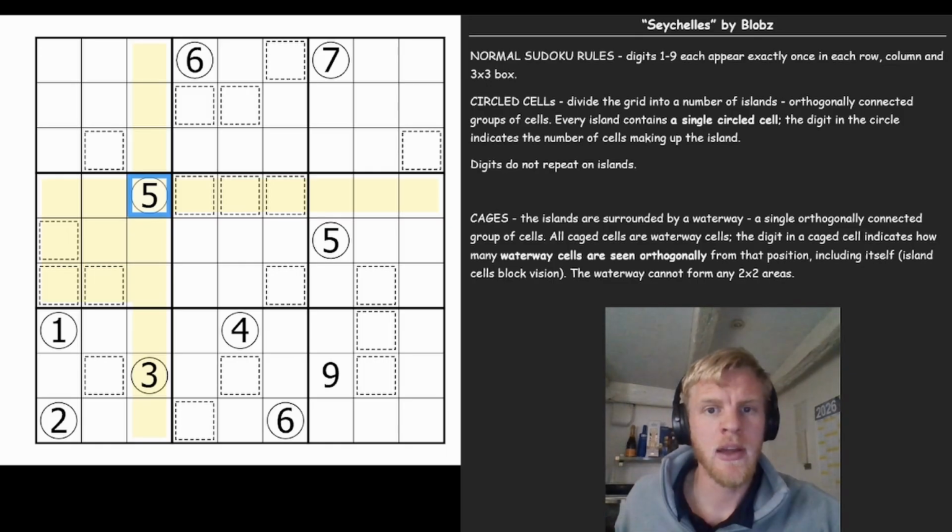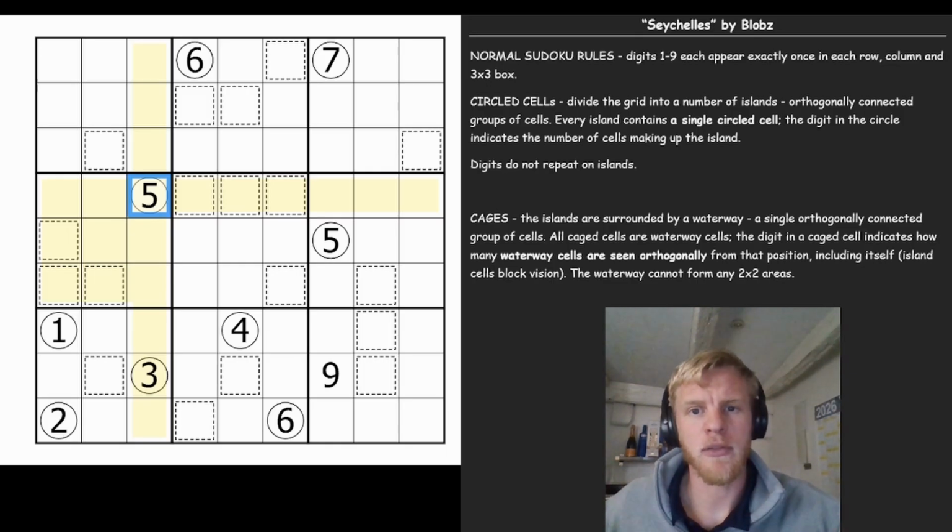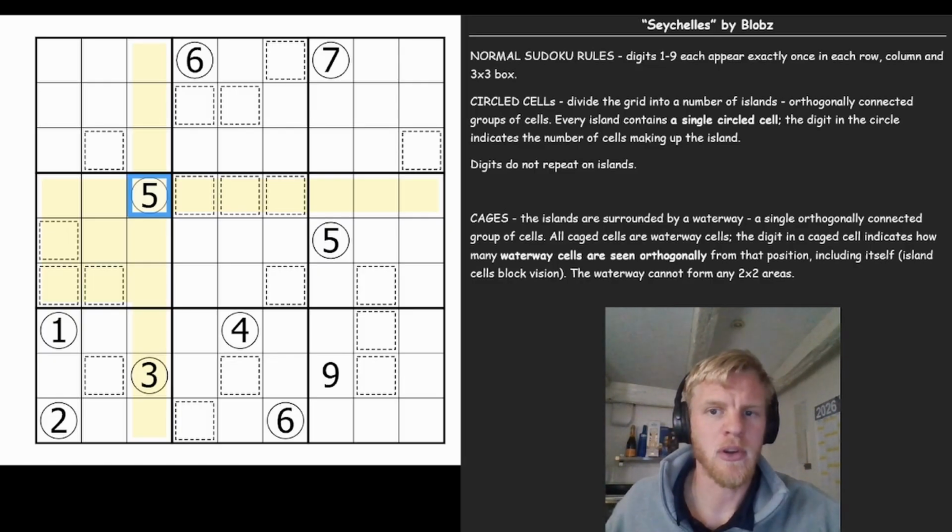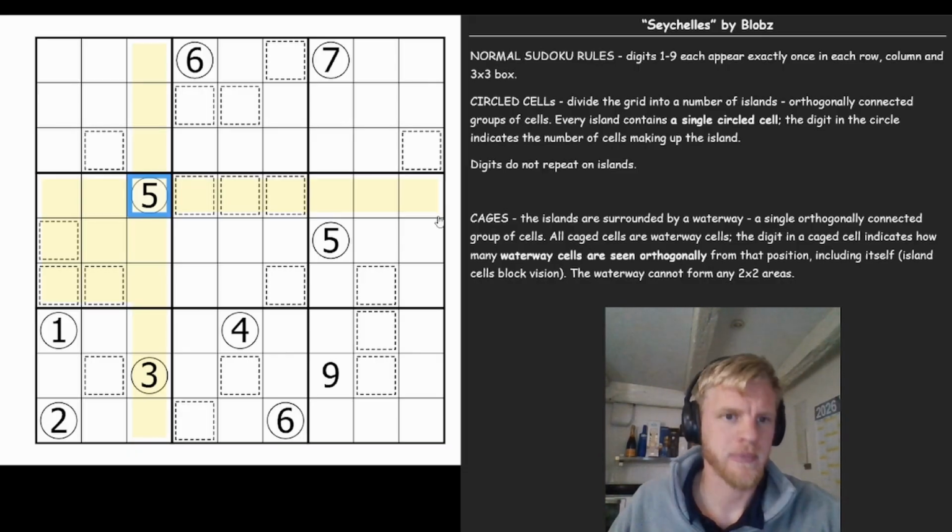And the waterway. The islands are surrounded by waterway, a single orthogonally connected group of cells. All caged cells are waterway cells, and the digit in the caged cell indicates how many waterway cells are seen orthogonally from that position, including itself. Island cells block vision, and the waterway cannot form any 2 by 2 area. And digits on an island do not repeat.